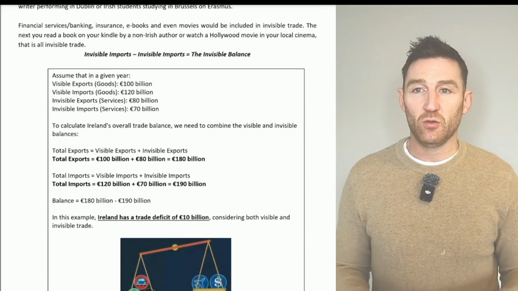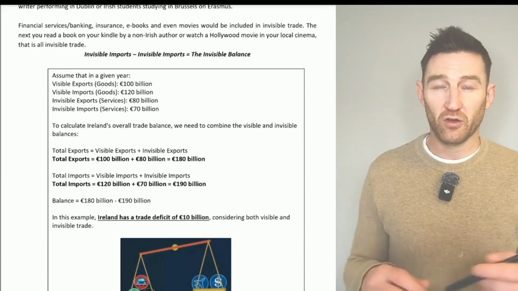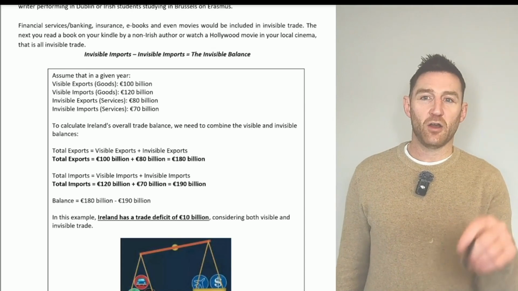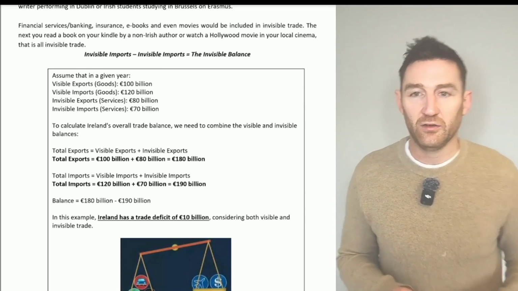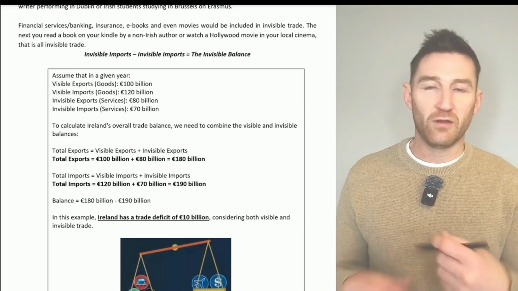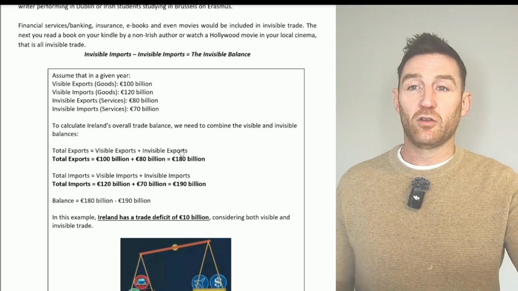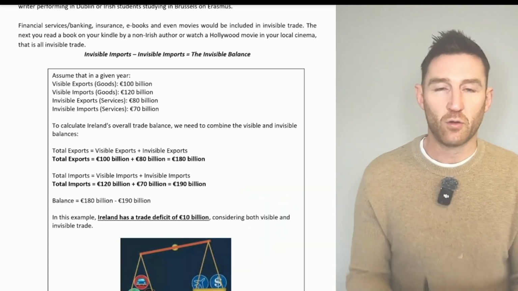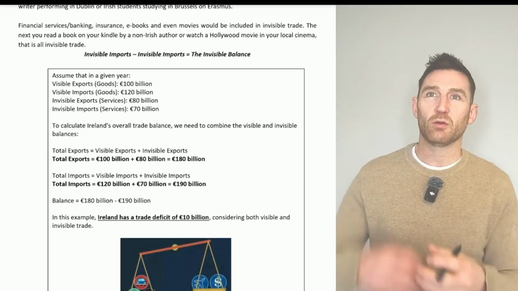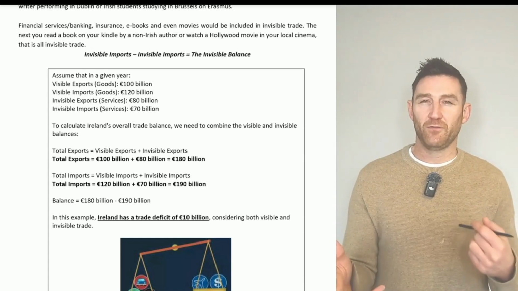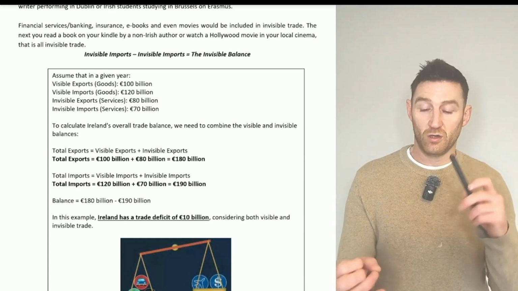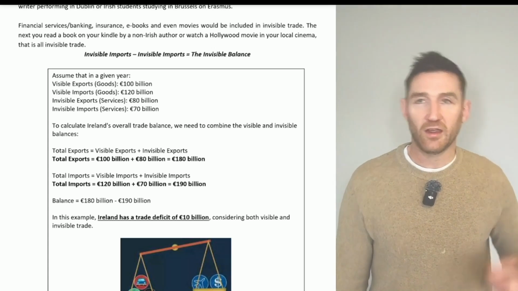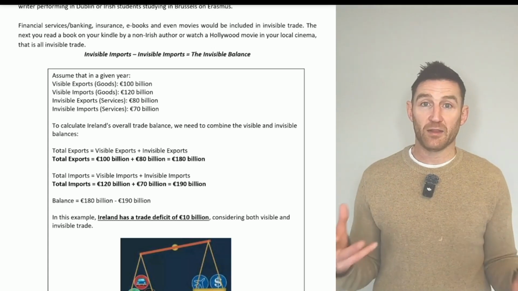So what we're going to do is put those first two bits together. We're going to look at the balance of trade, the visible stuff, and then tag on the invisible stuff to look at the overall flow of money from buying and selling. Assume that in a given year, and this is exactly the question in the 2024 Leaving Cert paper, you were given an infographic that gave four figures: visible exports, visible imports, invisible exports, invisible imports, and you had to calculate the balance, right?